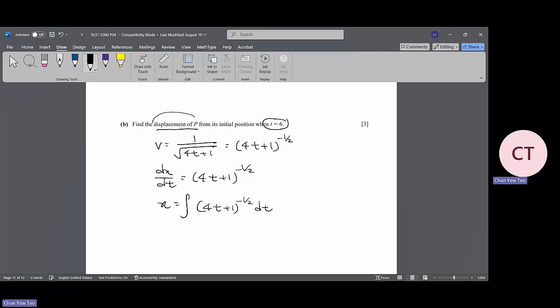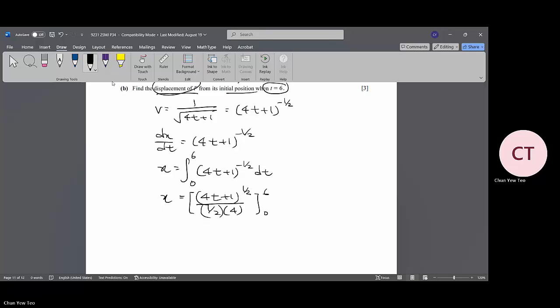You are looking for the displacement from the initial point. Initial point means when t is equal to 0, until 6. So you can straight away integrate like this. Then you can get (4t plus 1) power half divided by half times 4. No need to put plus a constant. We straight away replace the lower bound and the upper bound value here. Then we can get the answer.